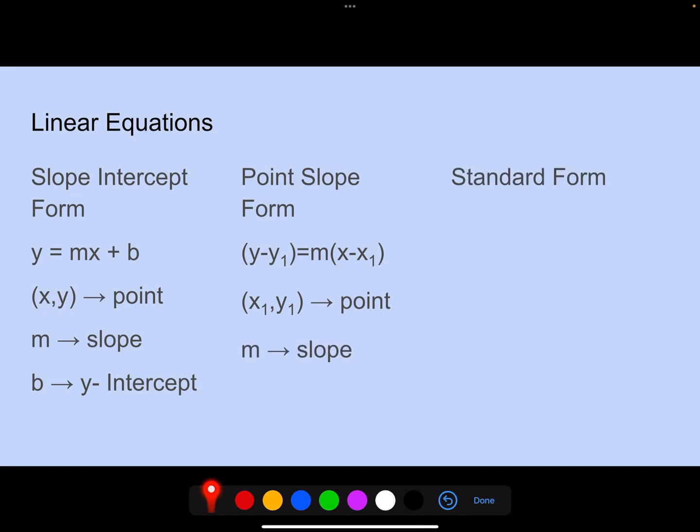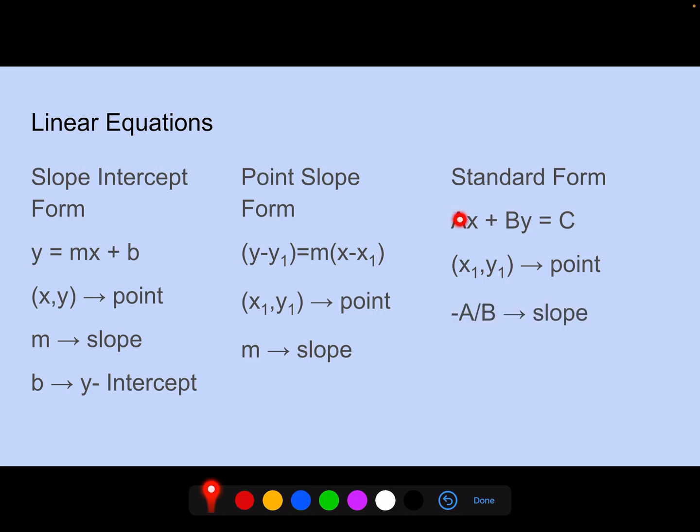Then there's standard form. Standard form is going to be ax plus by equals c. X and y would be our point. The ones you can ignore here. If you want to find the slope of this, it's the opposite of a divided by b. And then our y-intercept would be c divided by b.